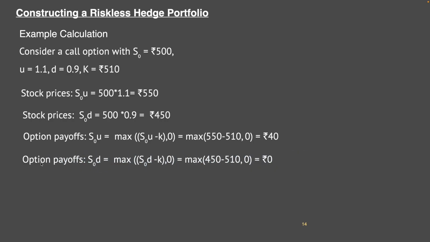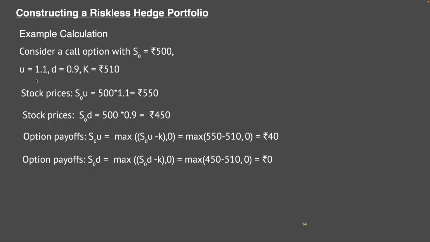If the price moves down, the max of S0D minus K is nothing but 450 minus 510. So 450 minus 510 is negative, and the option expires worthless. You will not get any payoff from the option. Why is it worthless? Because here we are considering a call option, not a put option.